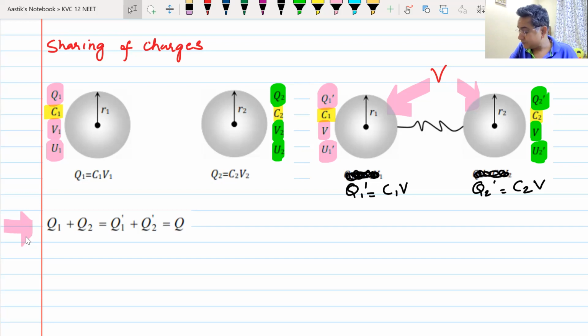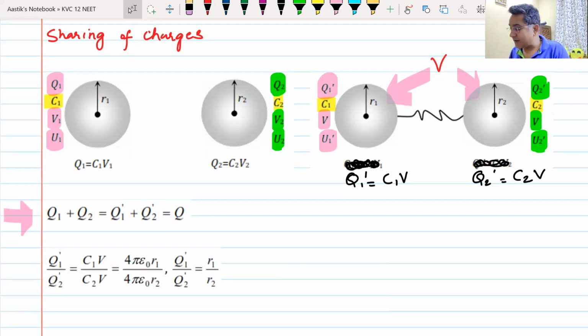I would want you to remember these things and also remember the formula. The ratio of Q1 dash and Q2 dash will always remain equal to R1 by R2, because it is C1V by C2V. C1 is constant, V is the same. So Q1 dash by Q2 dash will become R1 by R2.